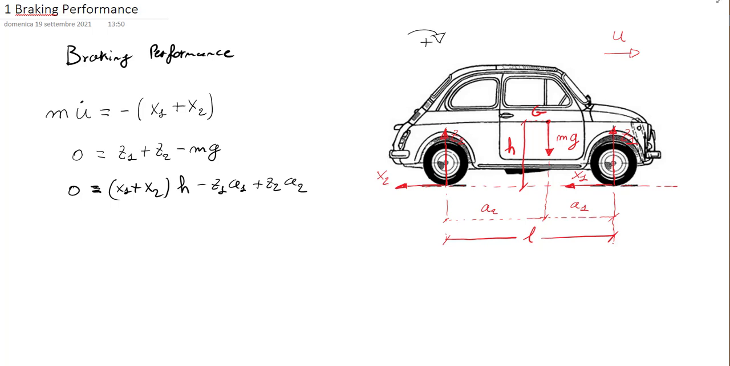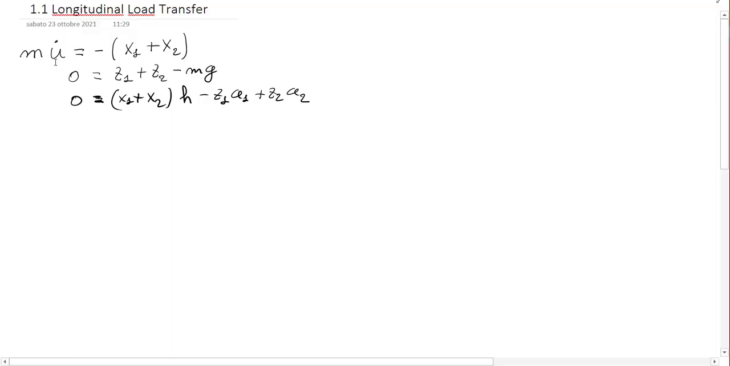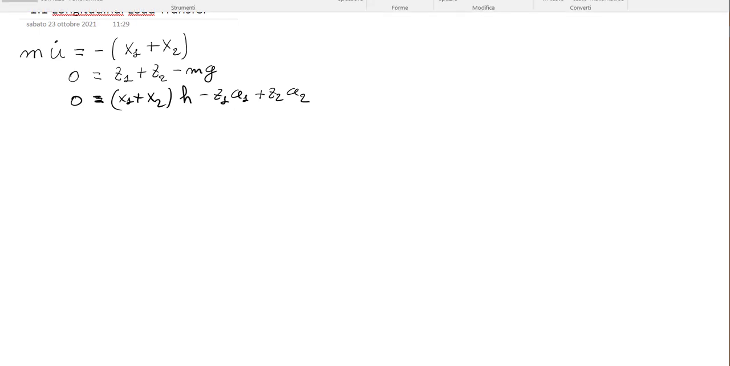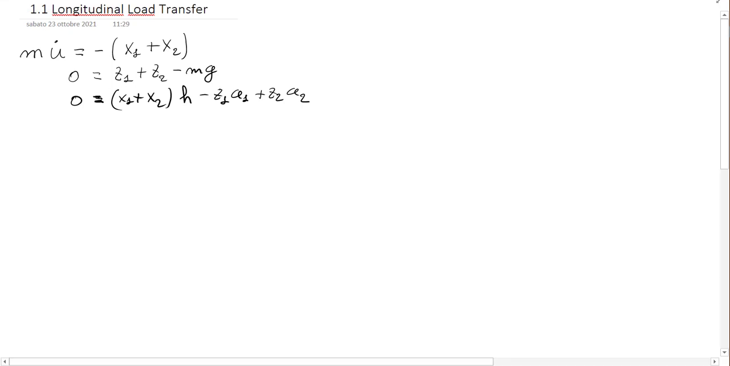Okay, so let's jump to a new spreadsheet. What we have here is just the three equations that we wrote and saw before. The first equation is the longitudinal motion, the second is the vertical dynamic equation, and the last one is the rotation about the center of gravity of the car. To understand how the car behaves, let's consider some cases.